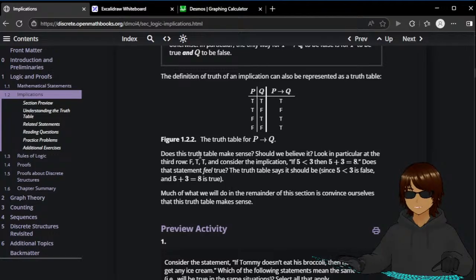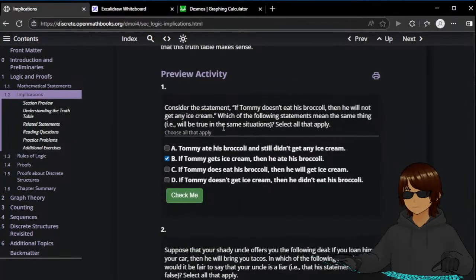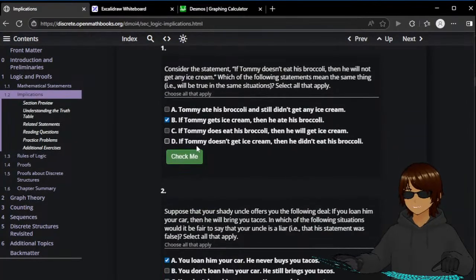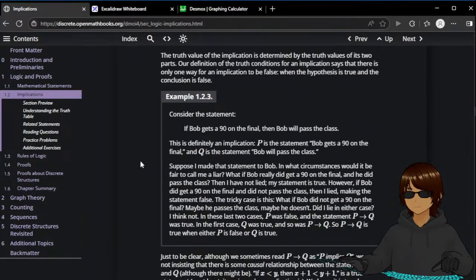Look in particular at the third row. So false, true, true. This is the confusing bit. Consider the implication: if 5 is less than 3, then 5 plus 3 is equal to 8. Does that statement feel true? The truth table says it should be. The third row is the annoying one. Well, the third row here is the fourth row here. I did this last stream, so these are already checked.